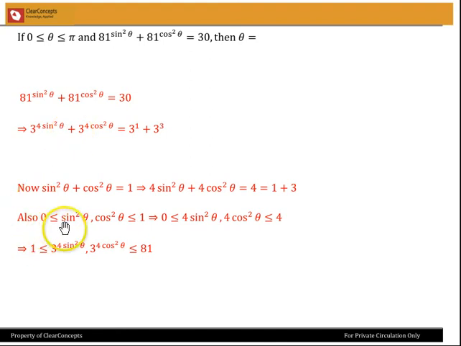Also we know that sine square theta and cos square theta must lie between 0 and 1, which means 4 times those values must lie between 0 and 4, which means 3 to the power those values must lie between 1 and 81. So we've established some bounds for 3 to the power 4 sine square theta as well as 3 to the power 4 cos square theta.